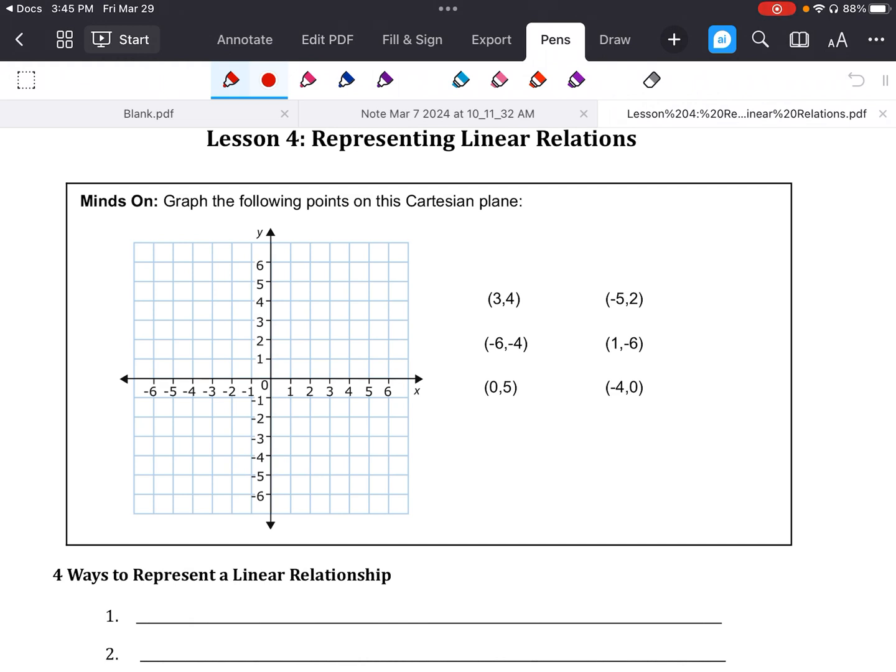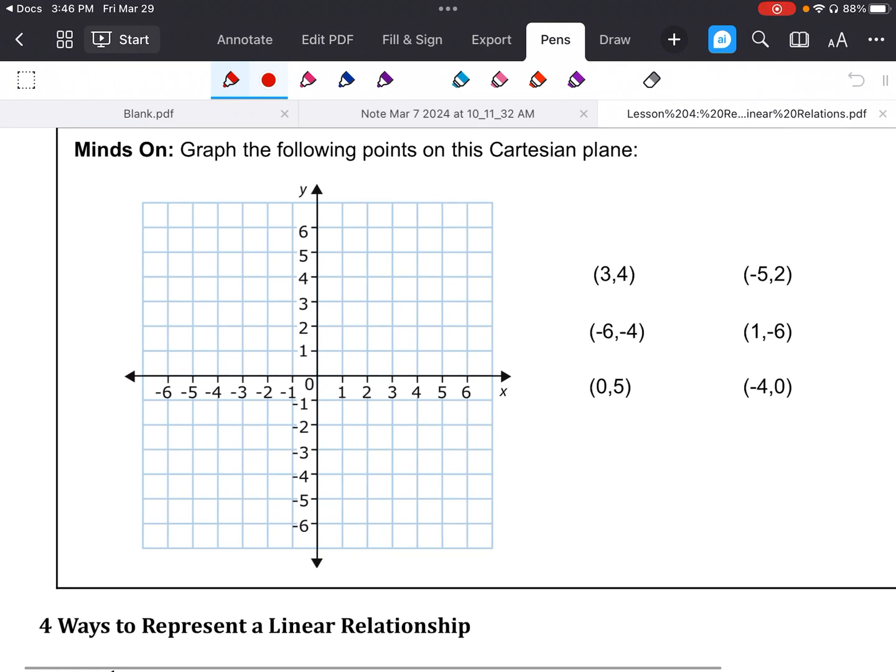We're going to start with a minds on of just remembering how to graph coordinates on the Cartesian plane. So we need to remember, just like the alphabet, x goes before y in all coordinates. So this first one, we want to count over to 3 on the x and then up to 4 on the y, and that is (3, 4).